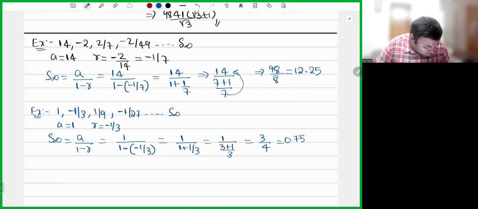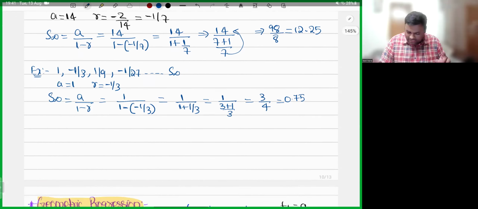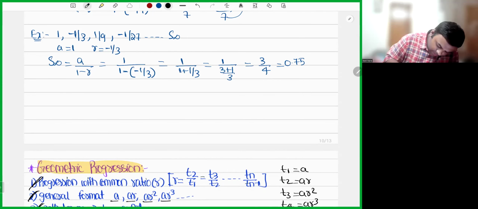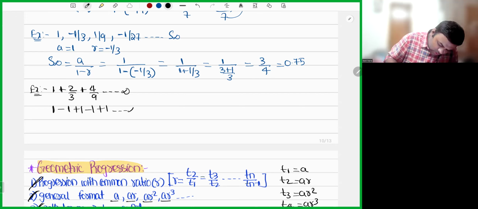So I hope you understood how to compute S infinity. Just calculate these examples and tell me the answer. Example: 1 plus 2 by 3 plus 4 by 9, and so on till infinity. Next, 1 minus 1 plus 1 minus 1 plus 1, and so on till infinity.